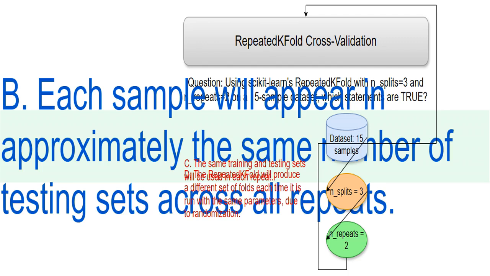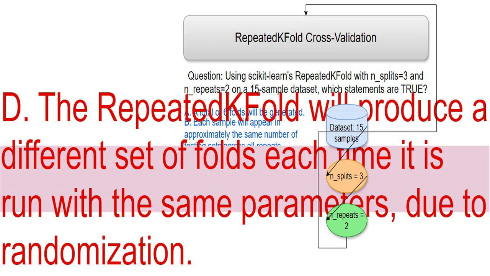I don't randomly shuffle the data between repeats. No, RepeatedKFold is deterministic. Given the same settings, I will always get the same folds. There is no randomness involved within a single run.